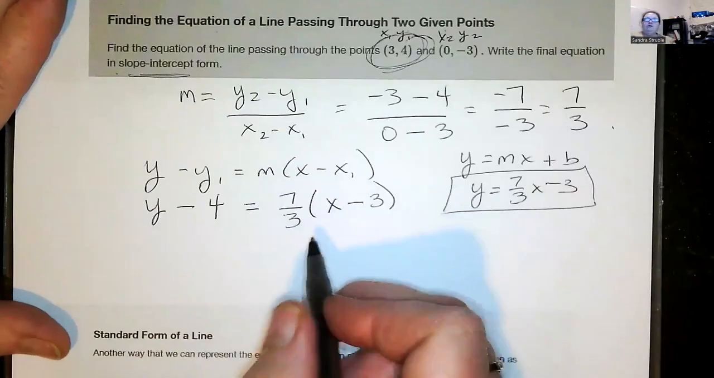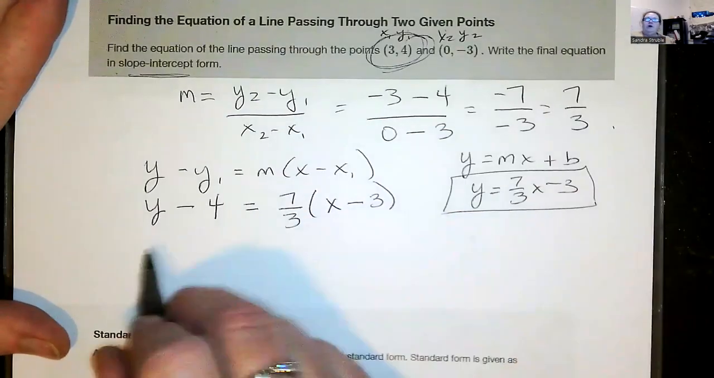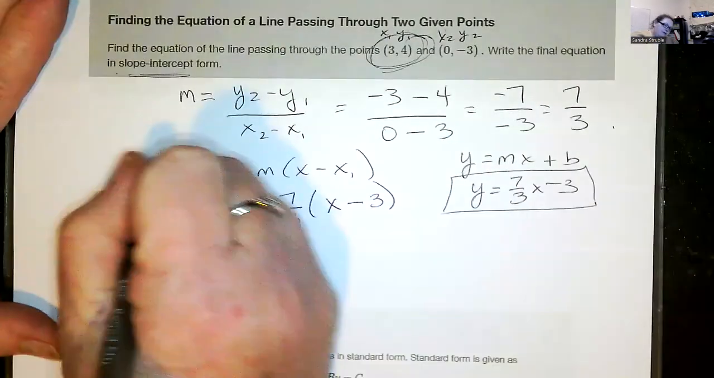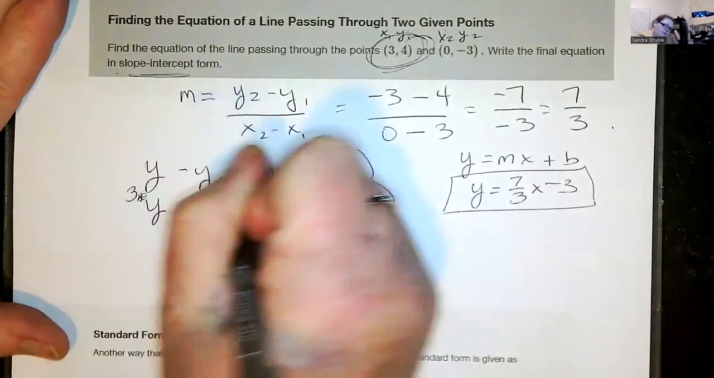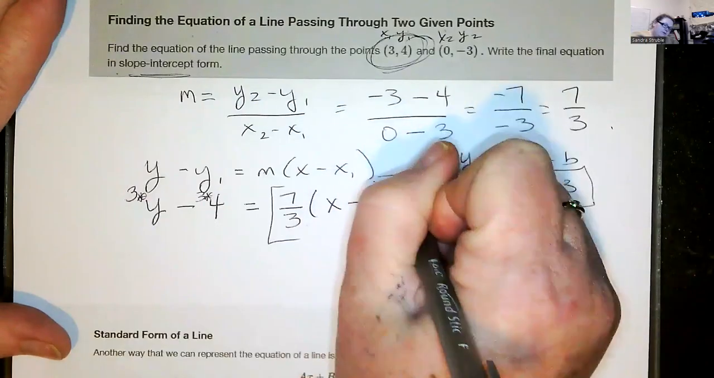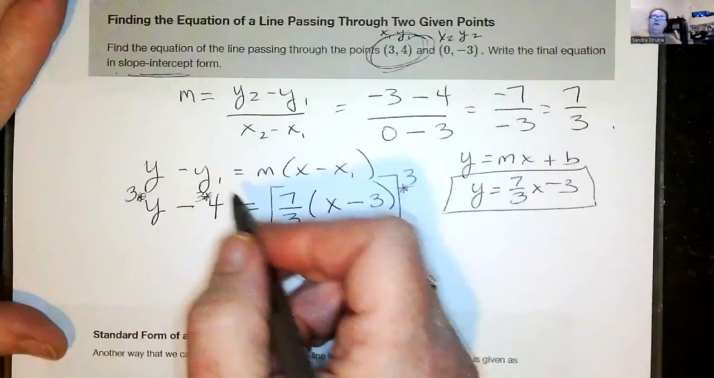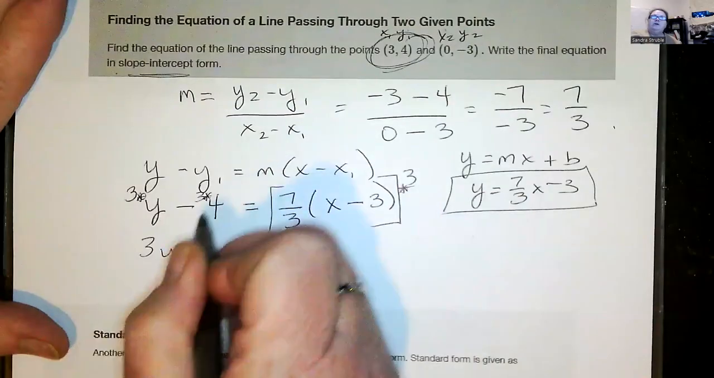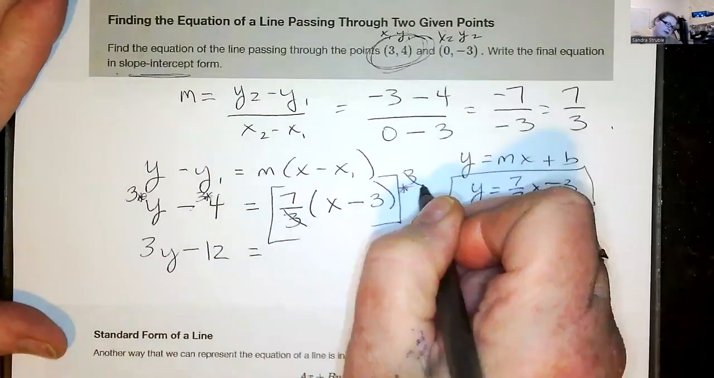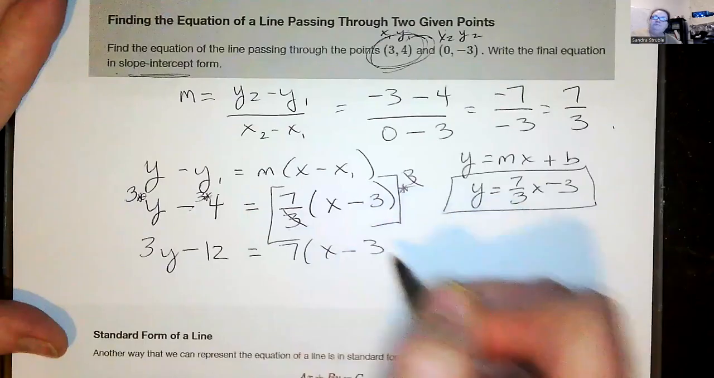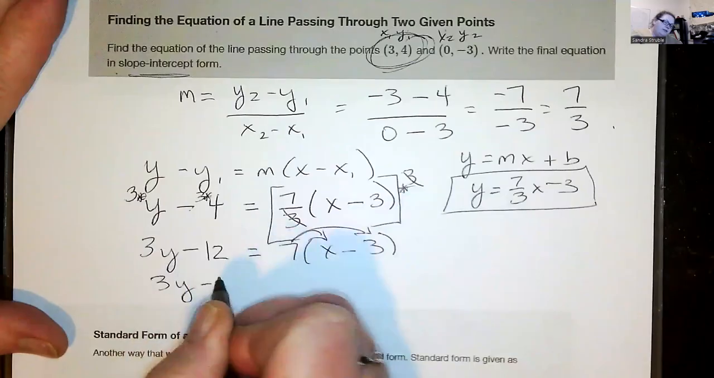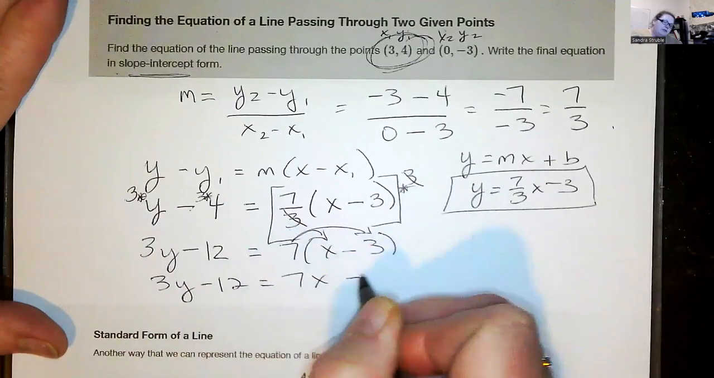All right, now I told you before, let's just multiply all the terms through by the denominator and just get rid of this first. So I'm going to multiply the 3 times the y, 3 times the 4, and then 3 times this term here. All right, 3 times y is 3y. 3 times 4 is 12, so minus 12 is equal to, the 3 is gone, and I'm left with 7 times x minus 3. Distribute your 7 over your binomial, and you get 3y minus 12 is equal to 7x minus 21.